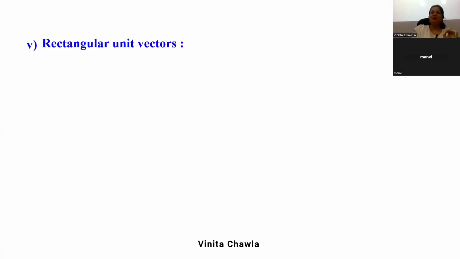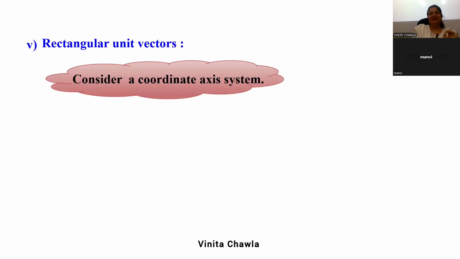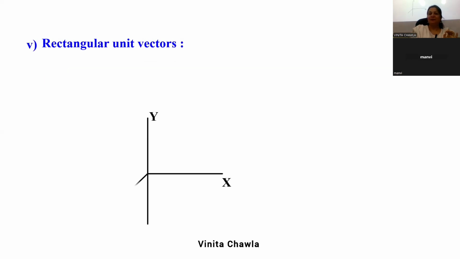Okay. Rectangular unit vectors. Consider a coordinate axis system. See, this is the xy axis. This is the z axis, and this i cap we have discussed when we did unit vectors, right? So i cap is the unit vector along the x-axis. Similarly, we have unit vectors for the y-axis and z-axis. This we had discussed already in that class, the Sunday class.